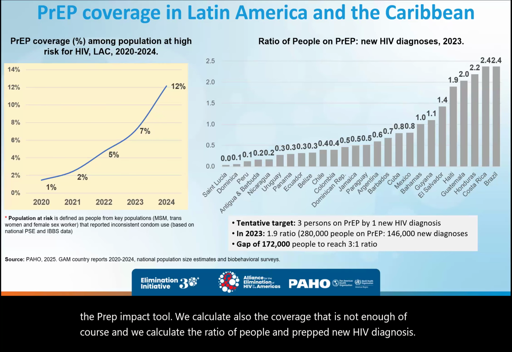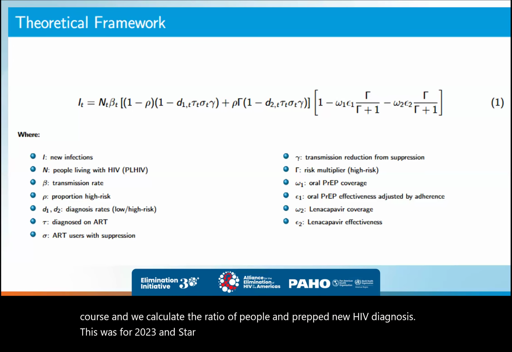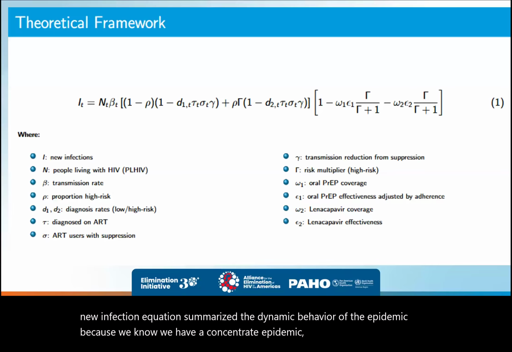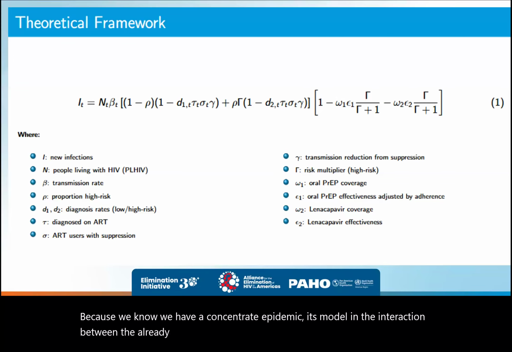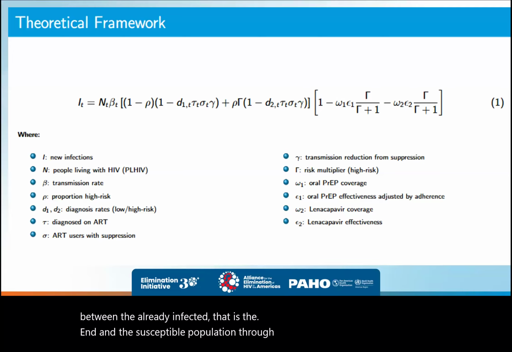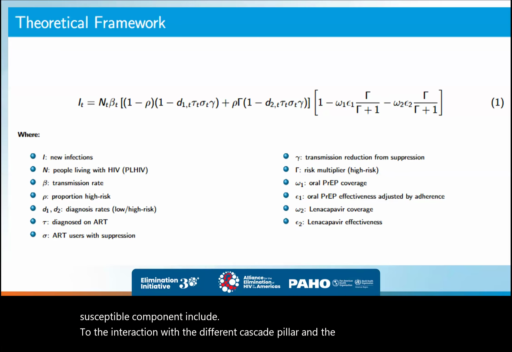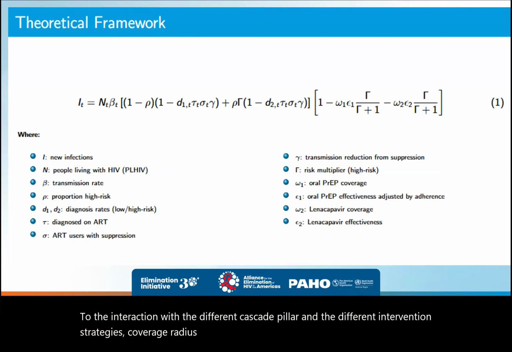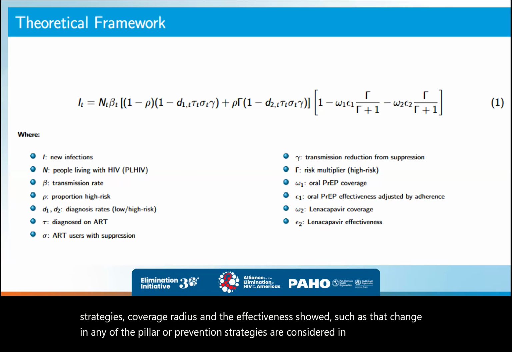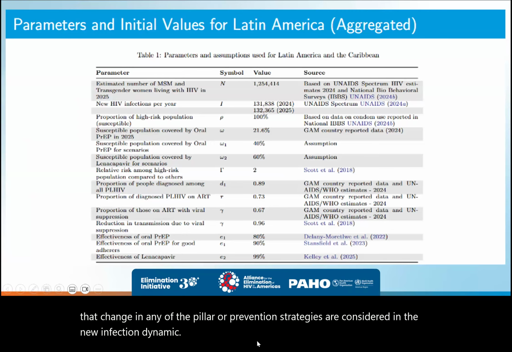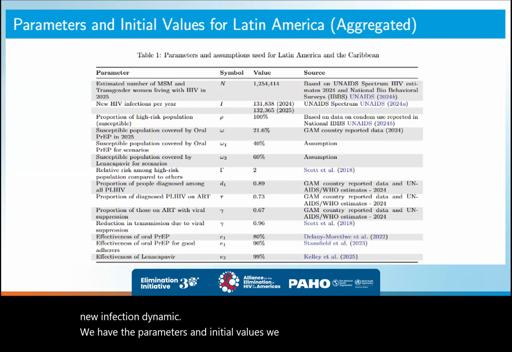That was for 2023, and we started with theoretical and mathematical modeling. The new infection equation summarizes the dynamic behavior of the epidemic, because we know we have a concentrated epidemic. It models the interaction between the already infected, that is the N, and the susceptible population through the transmission beta. The susceptible component includes the interaction with the different cascade pillars and the different intervention strategies, coverage ratios, and effectiveness, such that a change in any of the pillars or prevention strategies is considered in the new infection dynamic. We have the parameters and initial values. We need all these parameters to put into the tool.